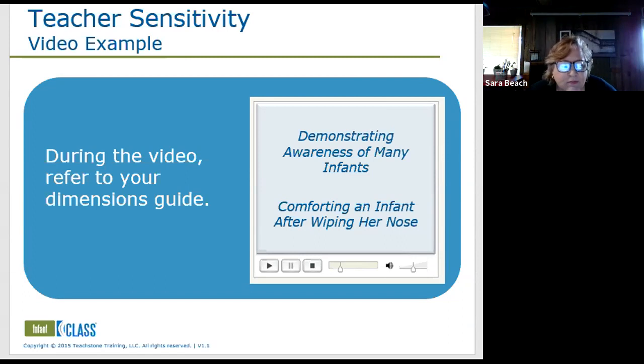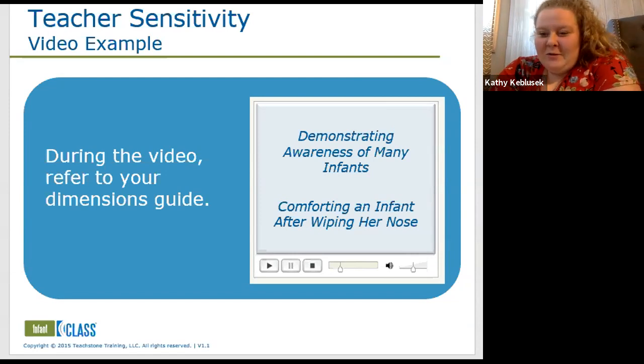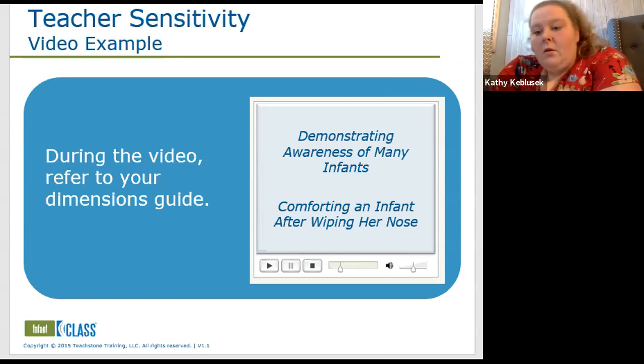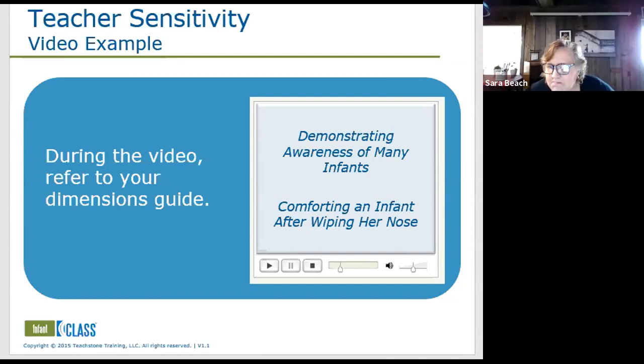What did you notice about the way she responded? Anything in particular? What did you notice about the babies and their comfort level with her or the other teacher? Kathy? She was definitely calm during the whole situation, so it didn't draw attention to what occurred. So she immediately responded if a baby cried and what they needed, provided that comfort. And then when the other teacher came in, what did you see happen then? That fits within this dimension.